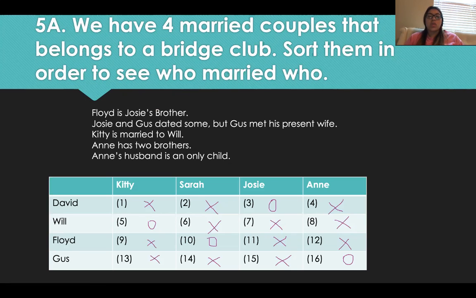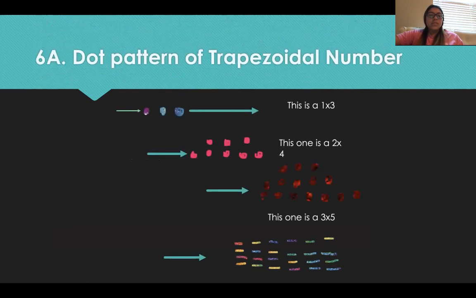leaving Annie married to Gus, so we place an O. So Annie is married to Gus, while Josie is married to David, and Sarah is married to Floyd, and Kitty's married to Will. It can get a little confusing, but it gives us specific details, and then you can narrow it down. Like, if Sarah's married to Floyd, then nobody else can be married to Floyd, so everybody else gets an X. So it kind of helps to think about it that way.